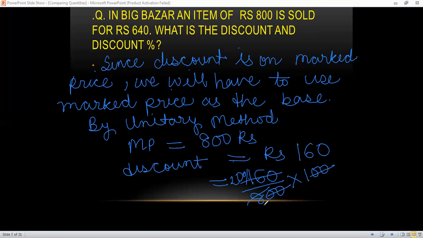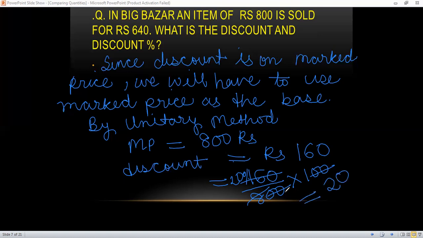So 20 is the discount percentage. By the unitary method, you can easily find the percentage. As you know, in the unitary method also, we take the value in the denominator and divide the numerator and denominator. And here for percentage, what I am going to do? For percentage, I will multiply with 100. So the percent we have got over here is 20%.